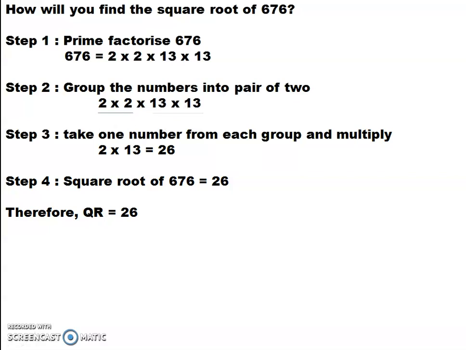First group and second group. Take one number from each group and multiply. From this group I am taking 2 out. From this group I am taking 13 out. Now what is square root of 676? It is 2 into 13, 26.